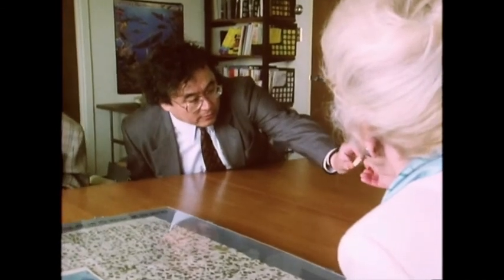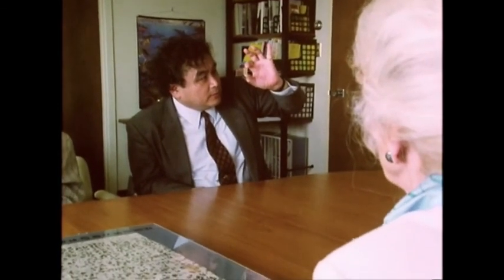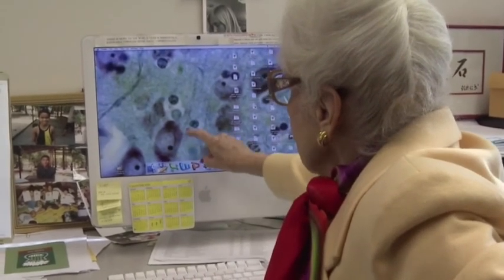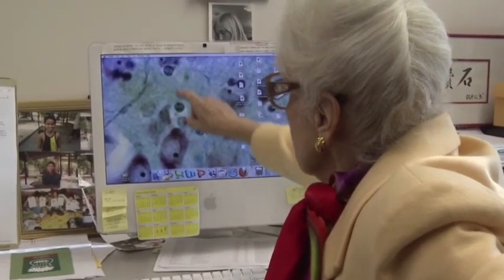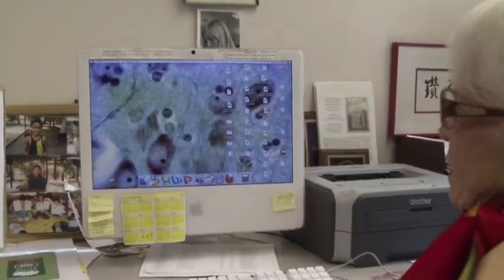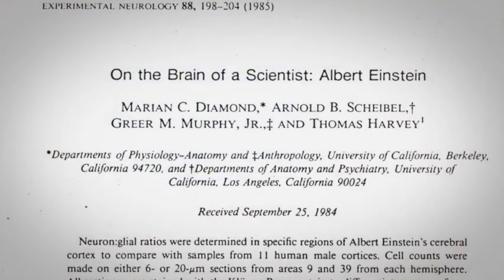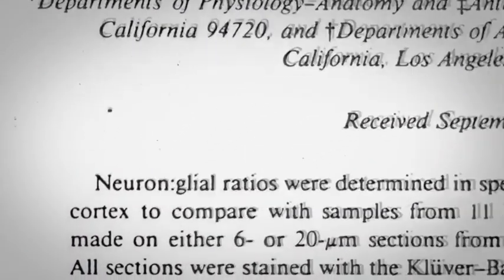And so we found that he has more glial cells per neuron than the average man. So these are the nerve cells, and these are the nuclei of the glial cells. Her hypothesis and measurement of the elevated number of glial cells in Einstein's brain fueled a controversy about the role of glial cells.